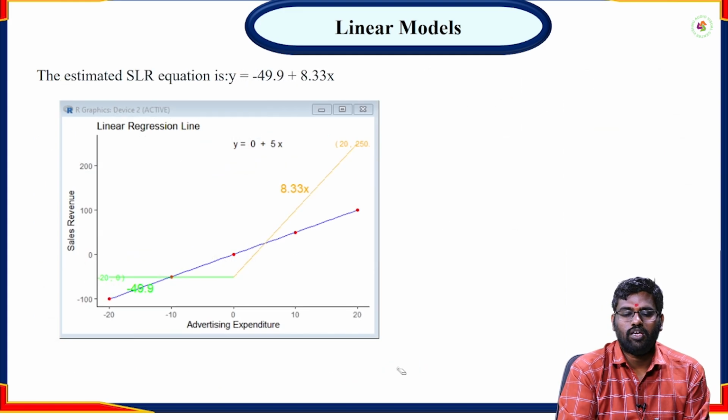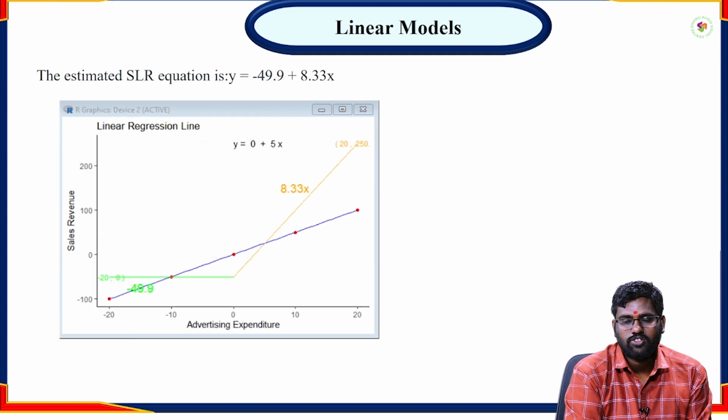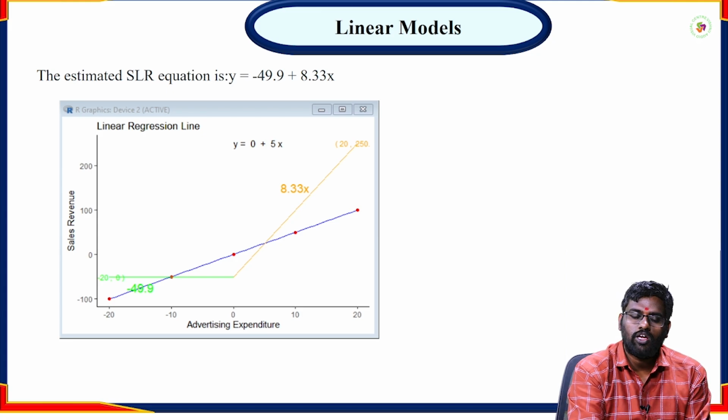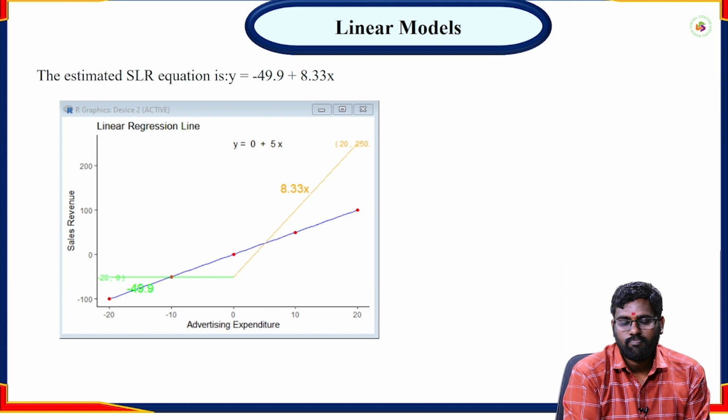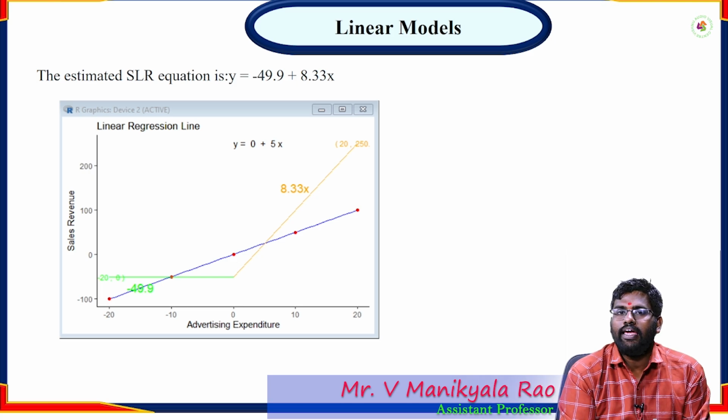Now see the linear regression line. It is a continuous line. So the line will intersect at the particular point y is equal to mx plus c. So y equal to minus 49.9 plus 8.33 x. That will be shown in this linear regression. So it has only one independent variable and one dependent variable.